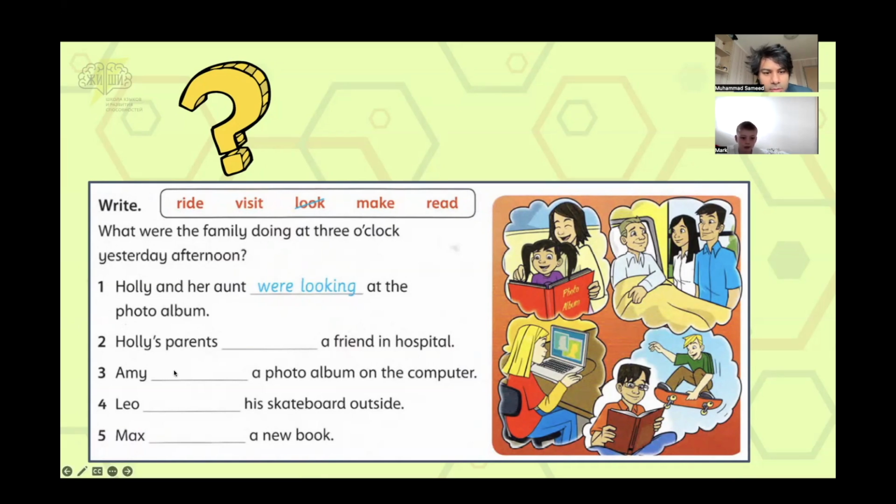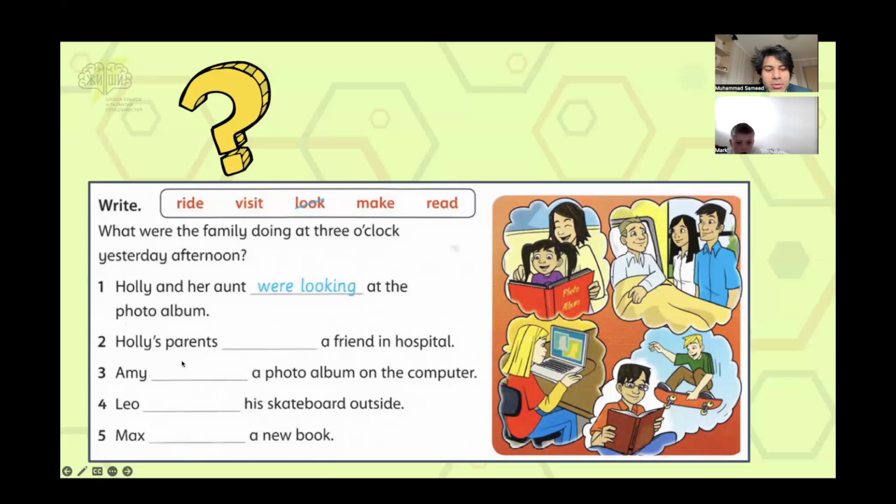Amy, read a photo album on the computer. Amy make a photo album on the computer? Yes. Okay, wait. You see, we have to make it past continuous. You used were, was. Again, Holly's parents. Holly's parents were visiting. Visiting, yes. Okay, Amy. Amy was making a photo album on the computer. Amy was, because Amy is one.